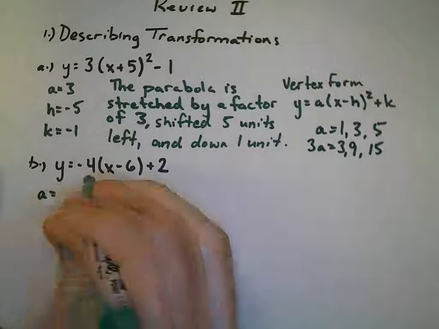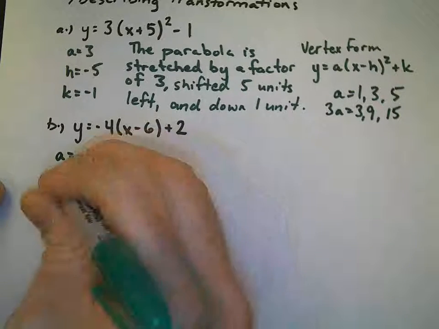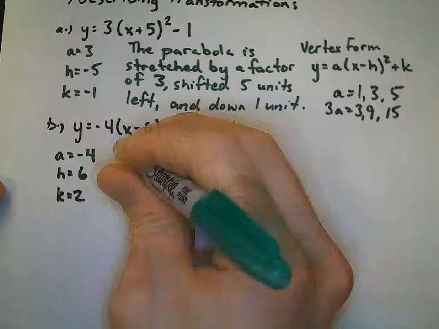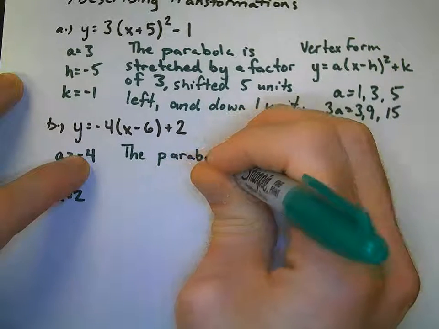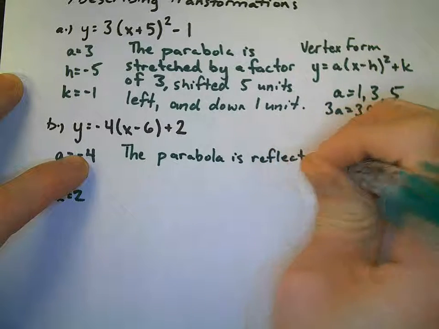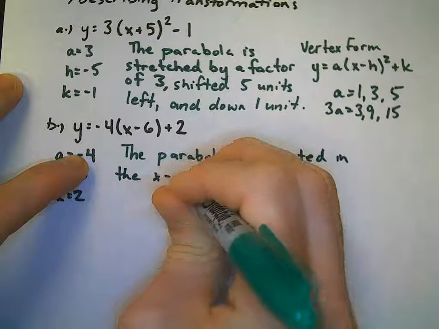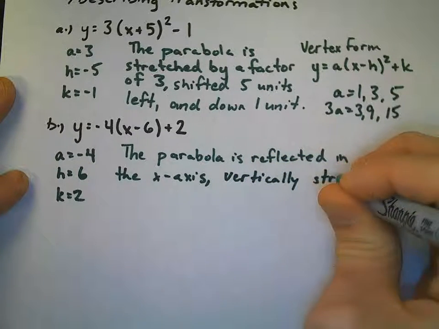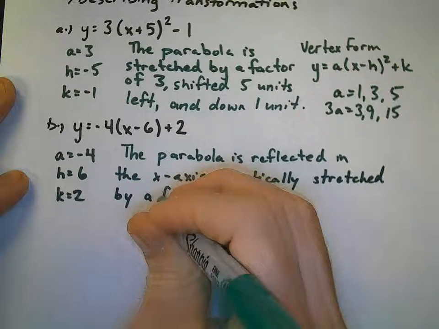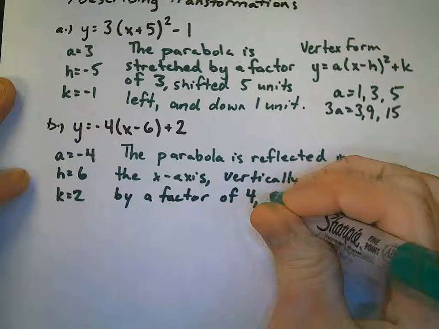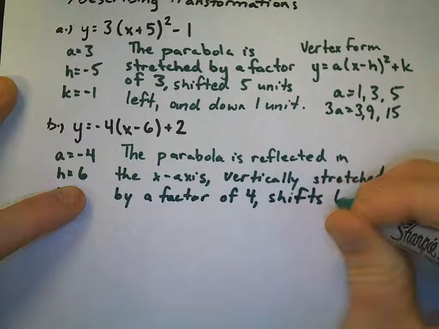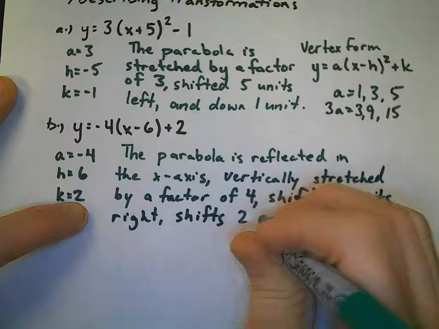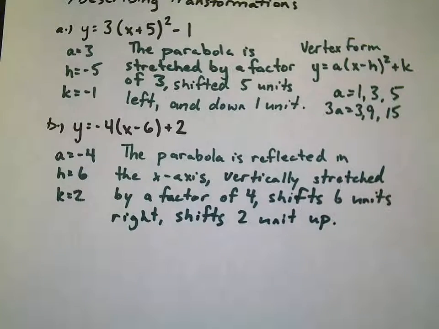That would give us that our a value at the beginning is negative 4, your h value is 6, and k is 2. To describe this in words, the parabola, the negative tells you, is reflected in the x-axis. This is just a fancy way to say opening down. The 4 here tells you it's vertically stretched by a factor of 4. It shifts 6 units to the right, that comes from h, and the k value tells you it shifts 2 units up.